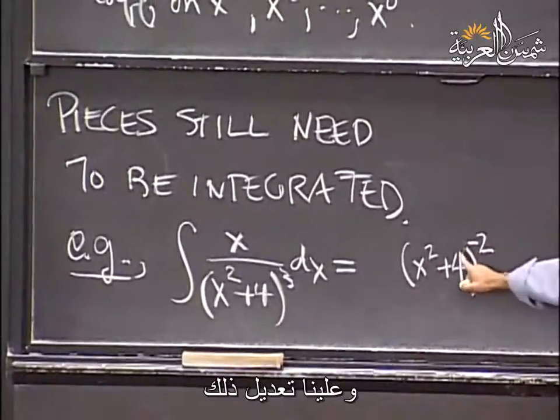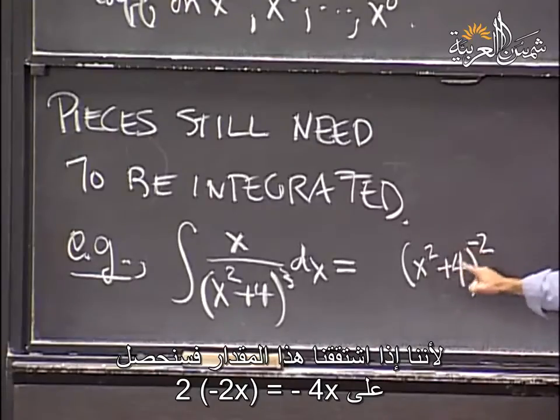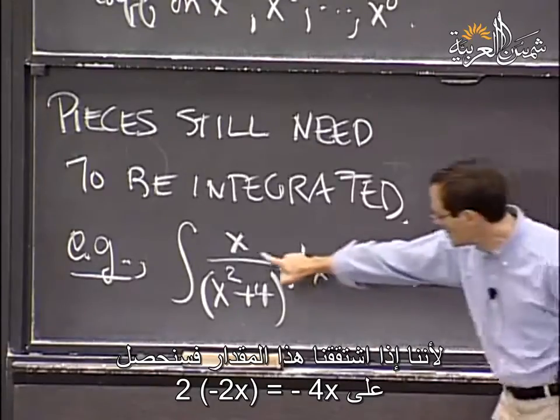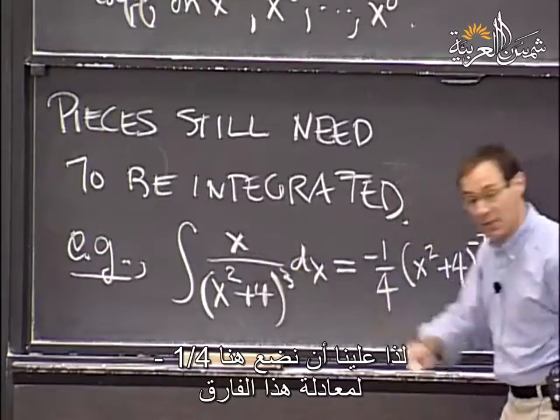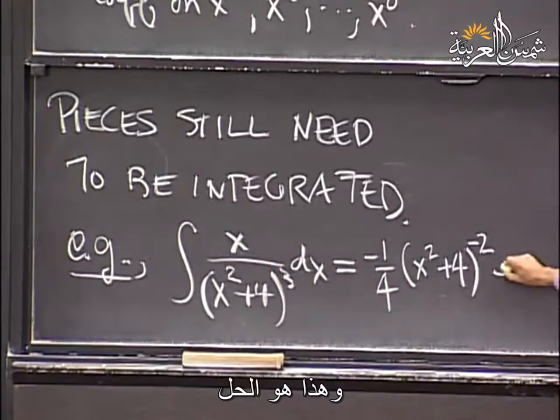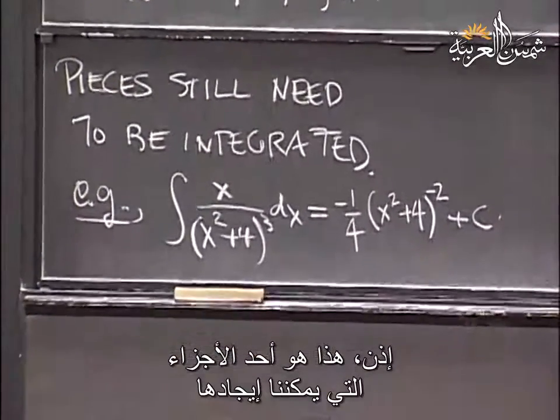And now we're going to fix that, because if you differentiate it, you get 2x times the -2. That's -4 times x times this. There's an x in the numerator here. So it's -1/4 of that. We'll fix the factor. And here's the answer for that one. All right, so that's one that you can do.